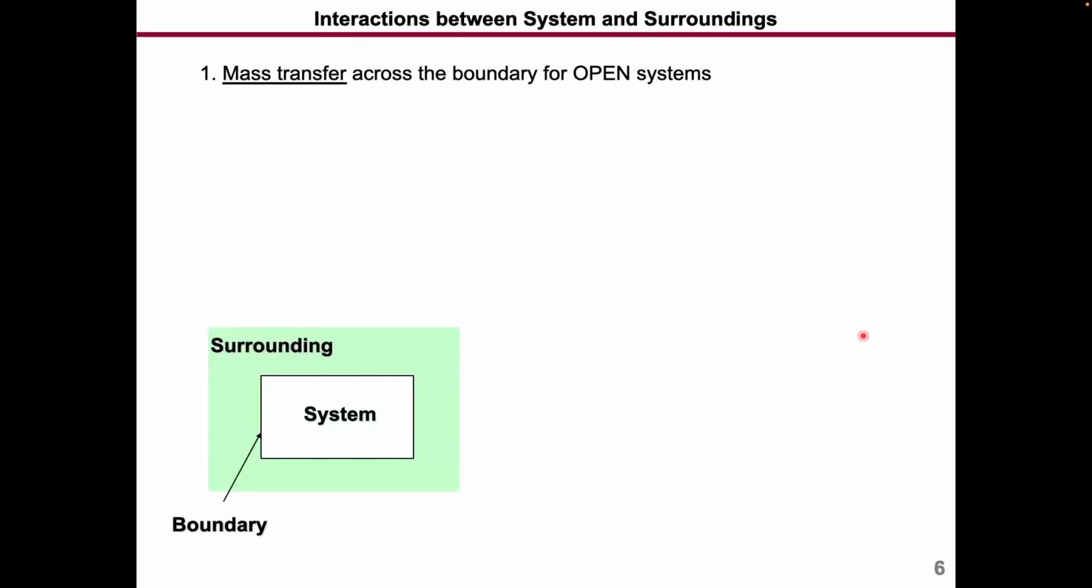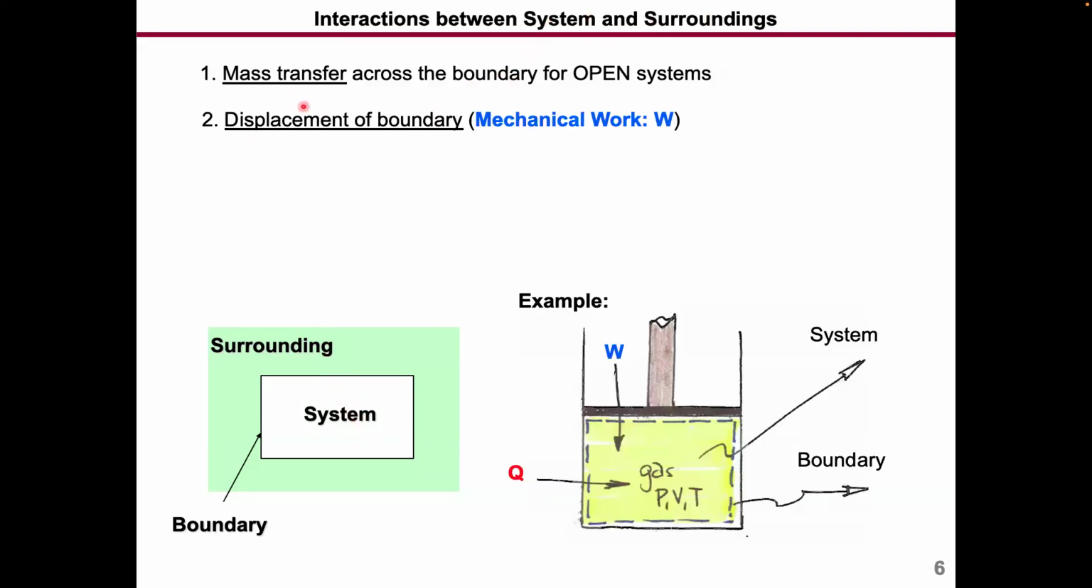So now we define the system, we understand the surrounding, and we talked about different types of system, and then we can actually think about what the interactions are between the system and the surrounding. So the first interaction is related to the mass transfer across the boundary for an open system, right? Like I said, for an open system, you can allow mass transfer. So when the surrounding and the system are exchanging mass or components, that's an interaction, okay? So this is one way for these two to interact.